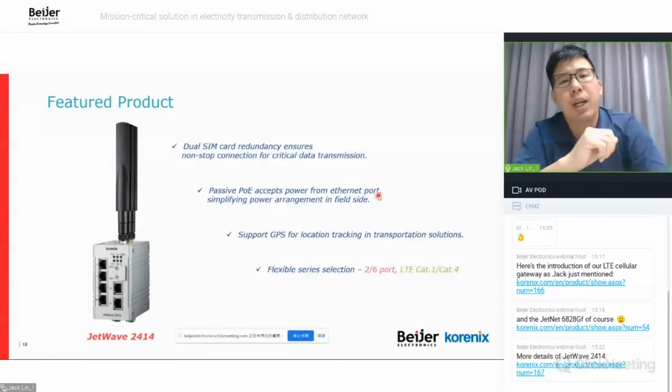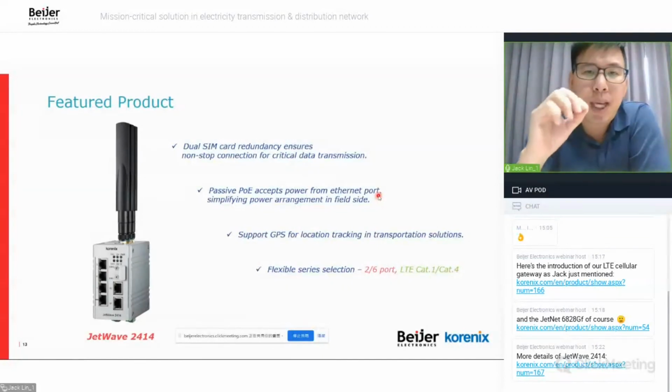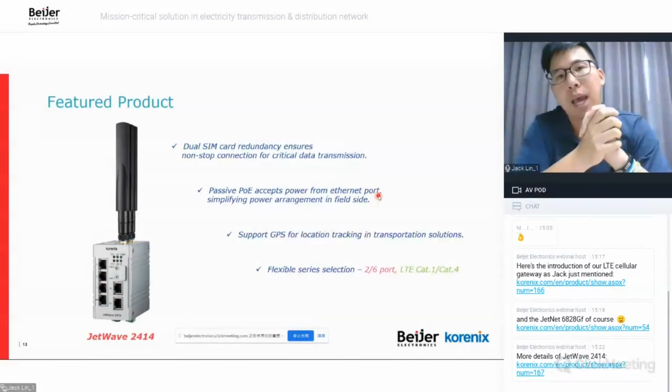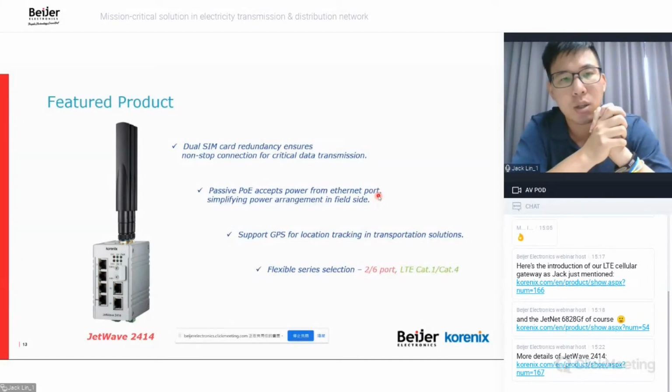The third feature is that it supports GPS function for location tracking in transportation-related applications. Obviously, in this case, we're using it alongside the electricity tower. It doesn't move, so we don't need to check its location. But in case you are using this in any transportation solution, like tracking a truck or a bus or any moving object, it is very convenient to track the location via its GPS function.